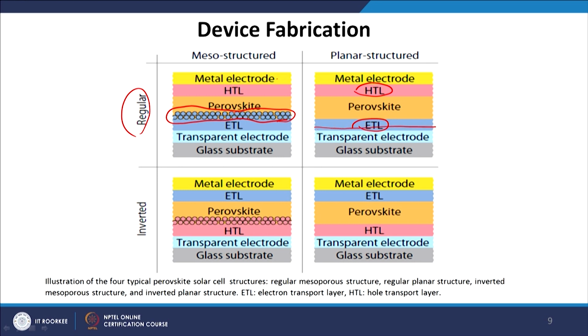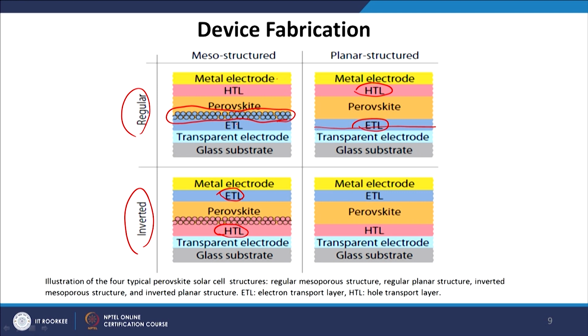So, one of them is a mesoporous layer, another is a planar layer. On the other hand, if you look at the inverted structure here, it will be the other way round: glass substrate, transparent electrode, hole transport layer and electron transport layer in between the perovskite. So, what is the difference between these two figures?